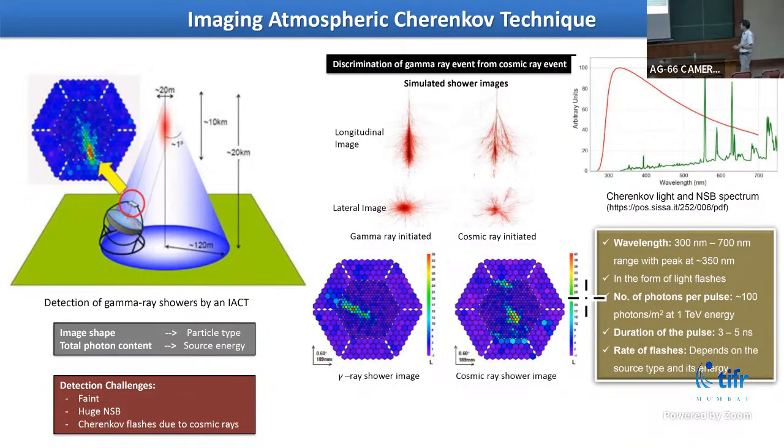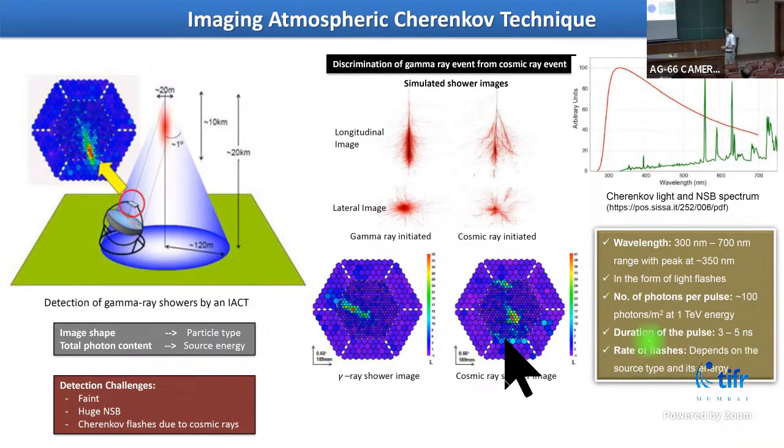Because this is a faint light, all these observations take place during clear and moonless nights. And the duration of this pulse is about 3 to 5 nanoseconds. So an ultra-fast sensor is needed to record all these Cherenkov light shower images.